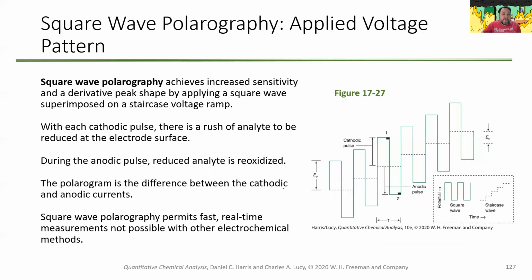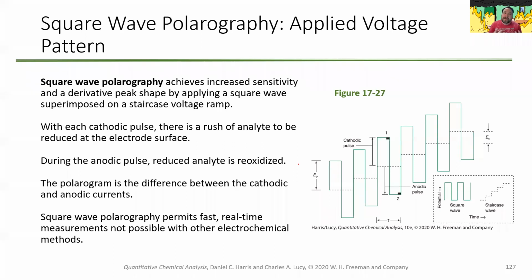Okay. In square wave polarography, you're going to get some extra sensitivity, and you end up with a derivative peak shape. With each cathodic pulse, there's a rush of analyte to be reduced at the electrode surface, and during that anodic pulse, the reduced analyte is reoxidized. And the polarogram then is the difference between the cathodic and the anodic currents, that's why it's called a differential pulse. So this permits fast real-time measurements not possible with other electroanalytical methods. So yeah, it's pretty sensitive too.